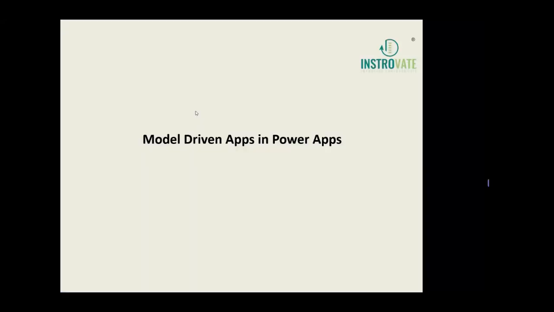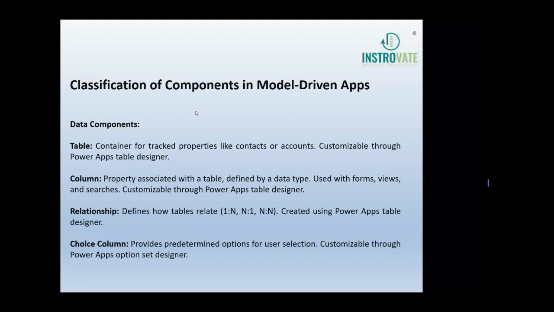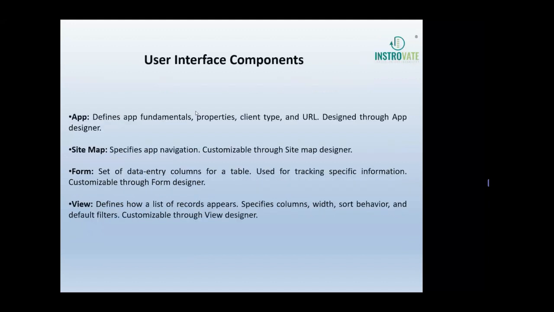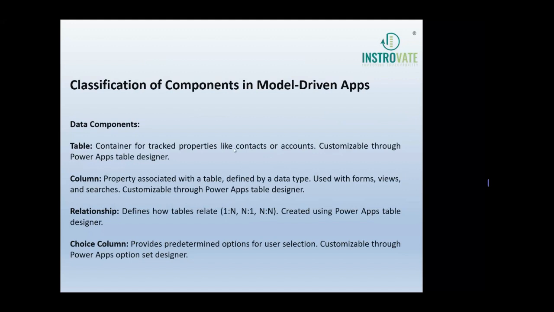Now we will see model driven apps and Power Apps. Classification of components. What are the components in model driven apps? Data components first of all: table, column, relationship, choice column. Table, like I have explained, is the most important thing you should have while creating the model driven app. It's a container for tracked properties like contacts or accounts, customizable through the Power Apps Table Designer. So you can customize your table basically.